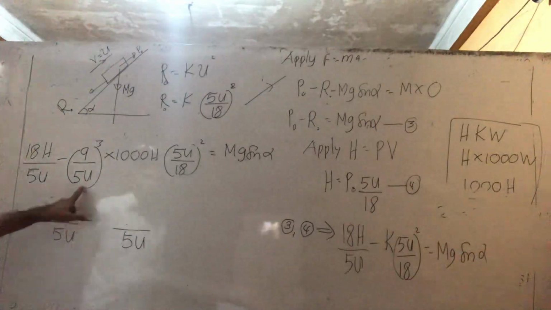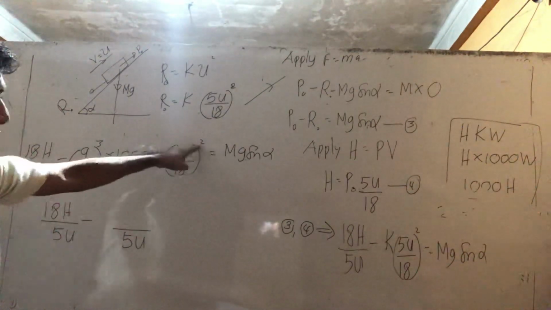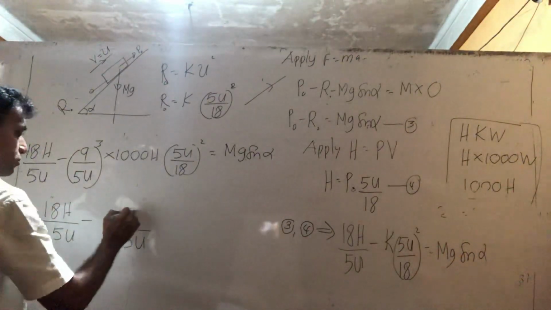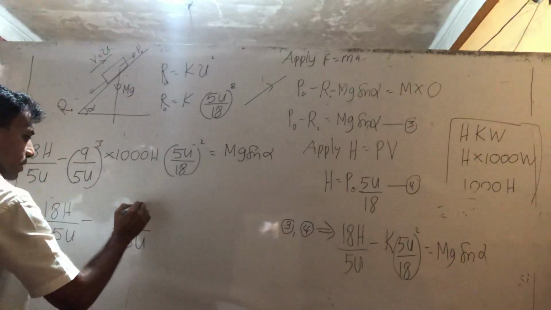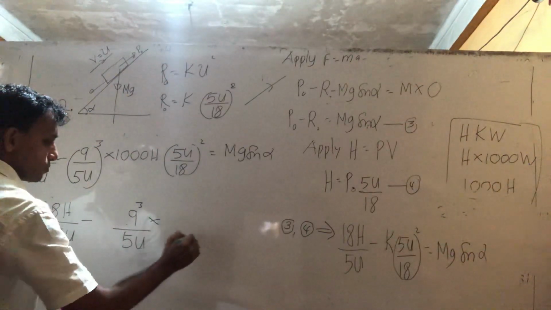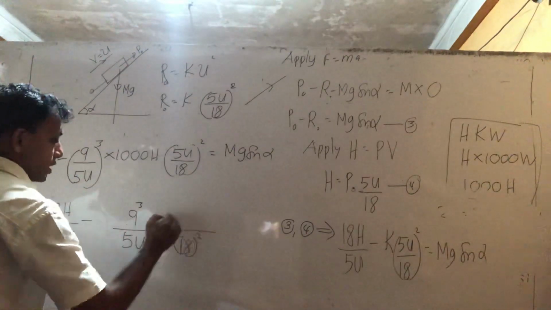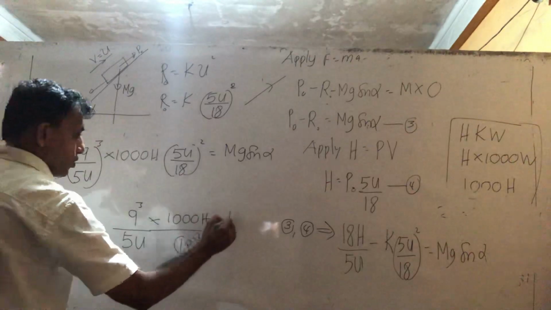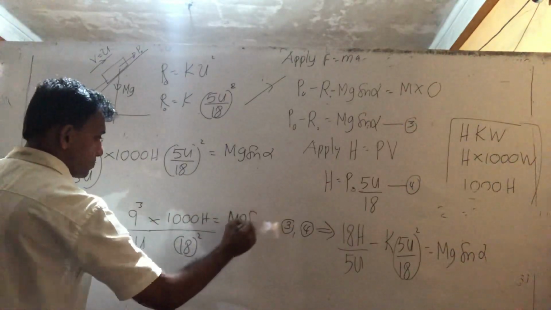Here 15u, right? 15u is below. Here complete square, here cube, therefore below. And 9 cube. That also you can simplify. And 18 square into 1000h equal to mg sin alpha.